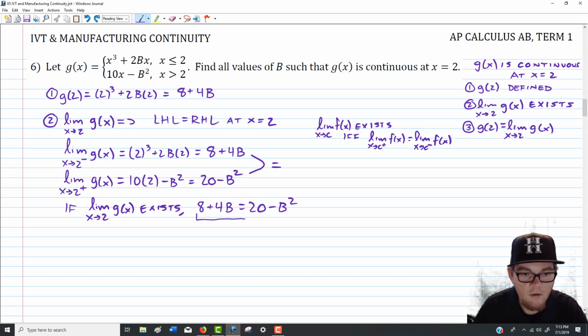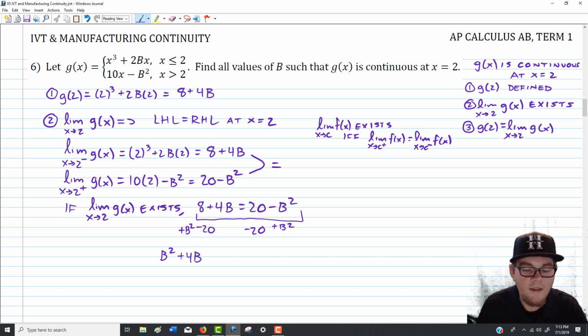Looking down at our little equation here, this isn't a trivial one. I'm going to have to do a little bit of heavy lifting. I'm going to add b squared to both sides. I'm also going to subtract 20. Now that might feel like a weird choice of moves, but watch what happens. On the left side, we now have b squared plus 4b, and then plus 8 minus 20, which is minus 12.